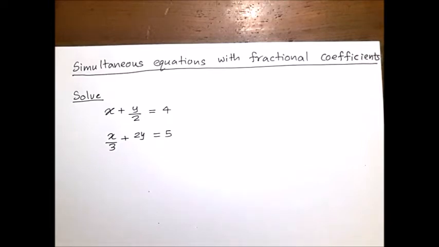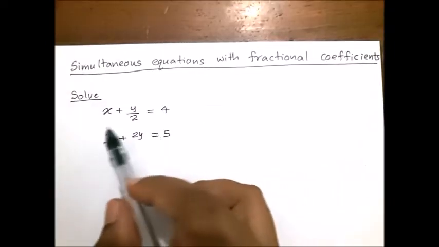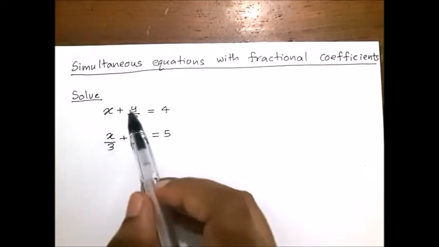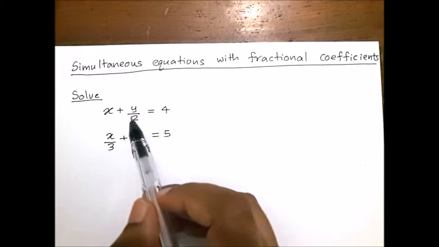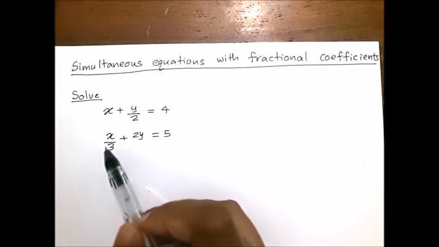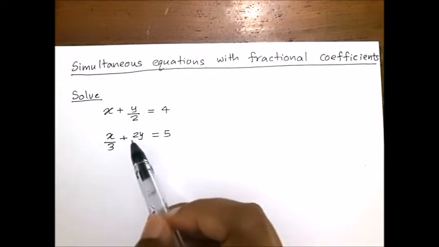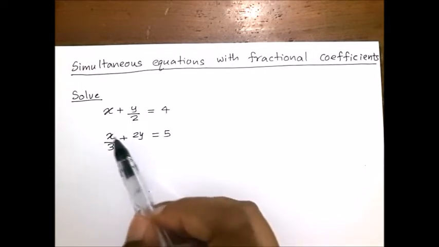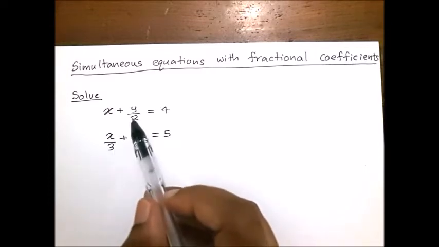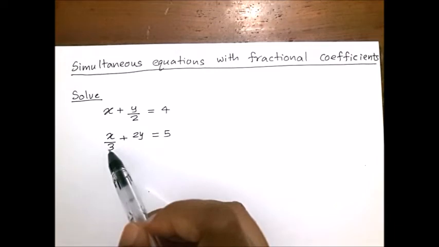In grade 11, you have to learn about solving simultaneous equations with fractional coefficients. Now look at this example. Here coefficient of x is 1. It is an integer. But the coefficient of y is half. It is a fraction. Here coefficient of x is 1/3. It is a fraction. Coefficient of y is 2. It is an integer. First you have to convert these fractions into integers. Here you have to remove 2 and here you have to remove 3.